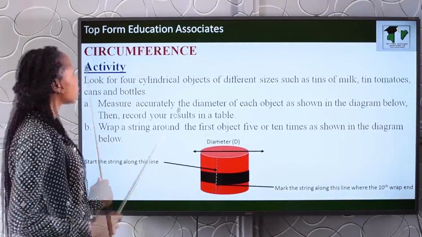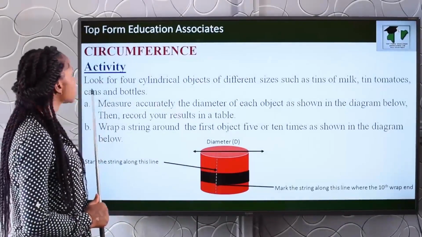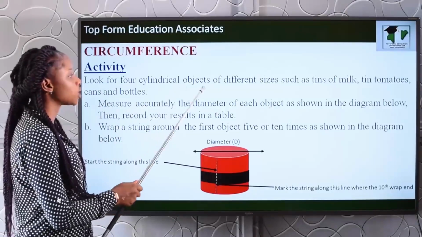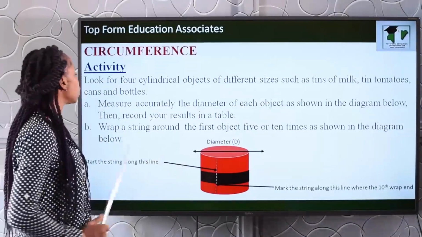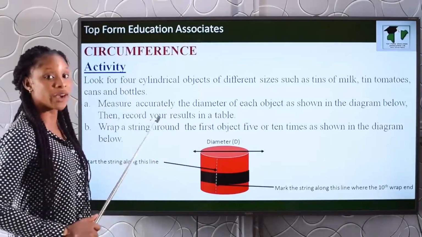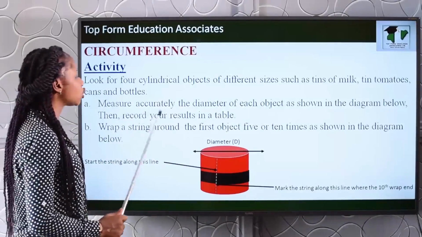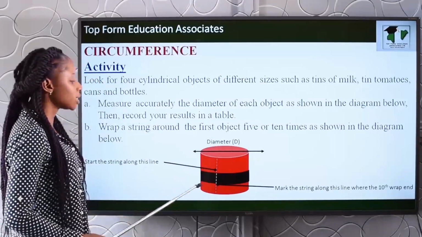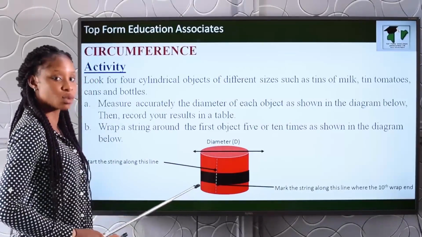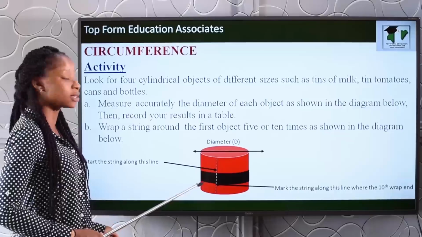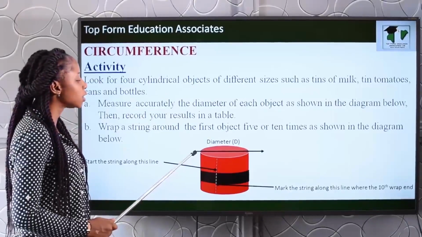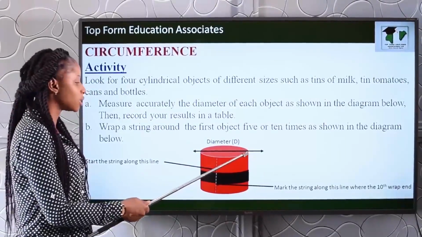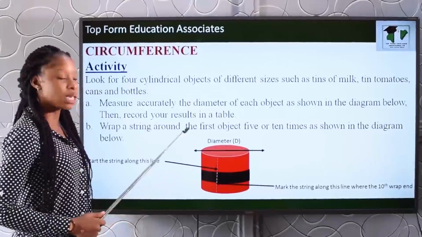Now, let's look at circumference. To understand circumference very well, let's do some activity. Look for 4 cylindrical objects of different sizes, such as tins of milk, tin tomatoes, cans, and bottles. Look for any cylinder you can get. Now, measure accurately the diameter of each object as shown in the diagram below. Diameter is the distance from one point of the circle to the other. So you measure it and you record it in a table.